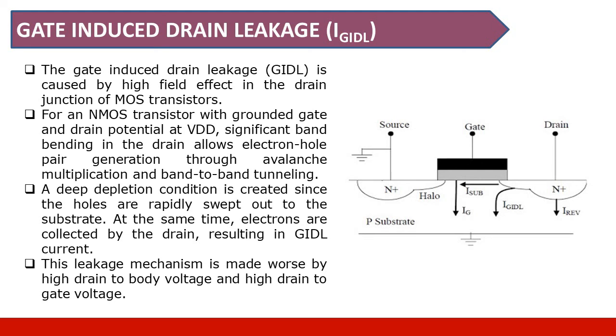Why gate-induced? Because the gate is at zero potential, not at a potential higher than the threshold voltage. Basically this happens when the device is supposed to be in an off condition, so the gate voltage is below the threshold voltage and a leakage current flows because of the high drain voltage. And this leakage mechanism becomes worst when we have a high drain-to-body voltage and a high drain-to-gate voltage. Meaning when VGD is very high and VDB is very high, then this leakage will be at its maximum.